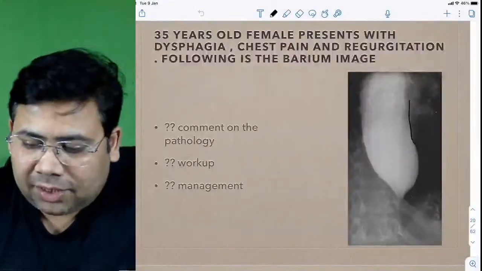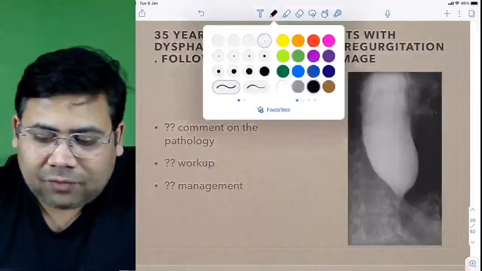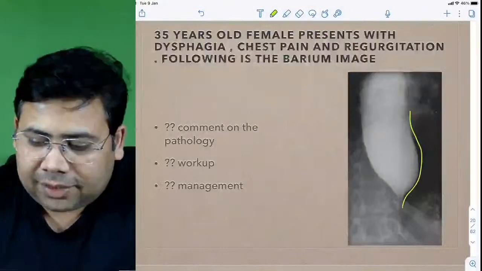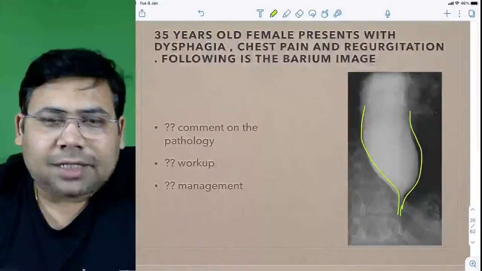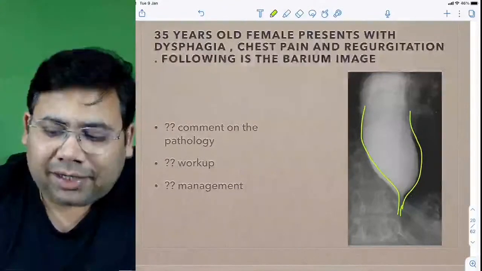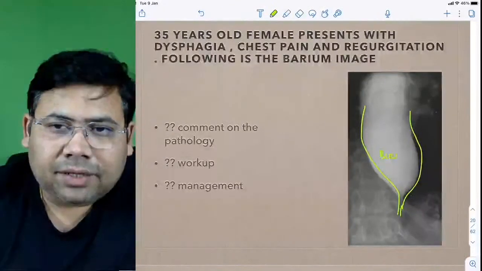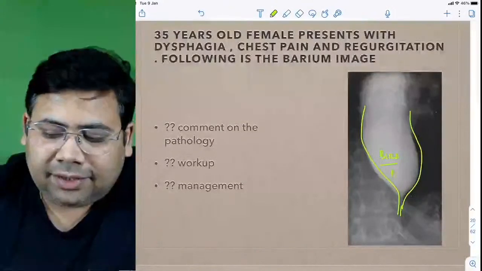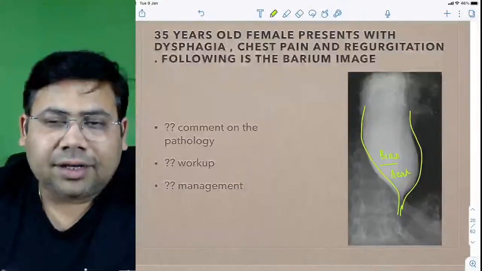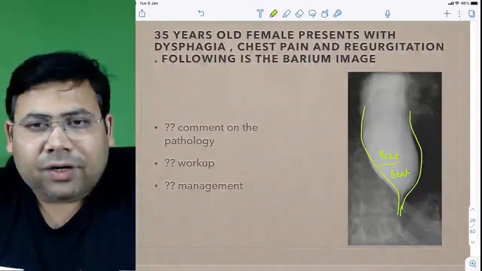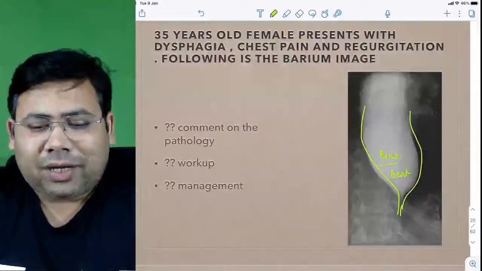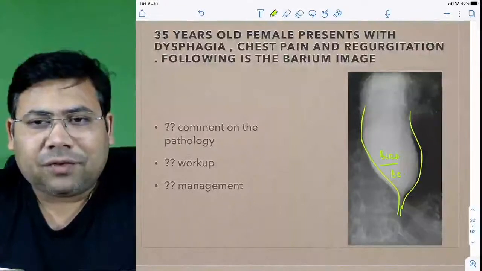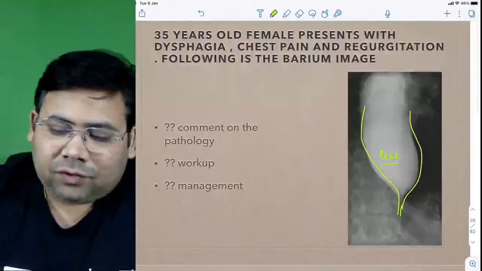What sign are you seeing here? This is classical of what? Bird beak sign. Yes or no? This is a classical bird beak sign. This is not rat tail. Rat tail is different. It is associated with malignancy. Rat tail is more consistent with malignancy, where you have a lot of changes.